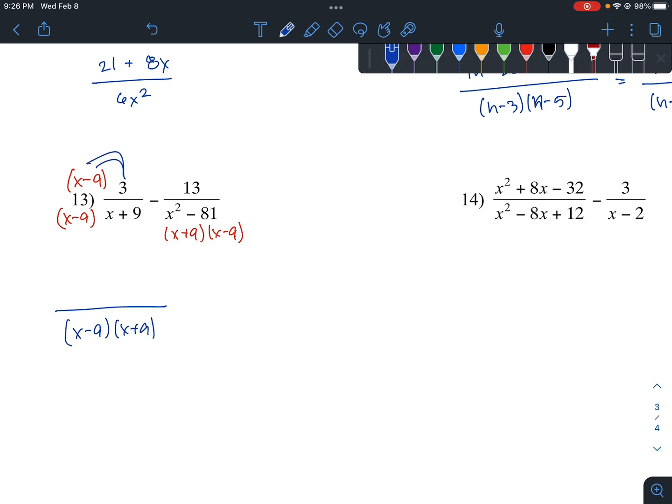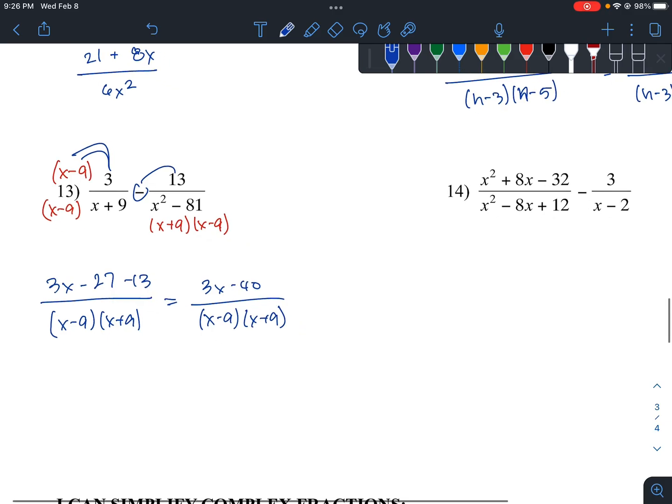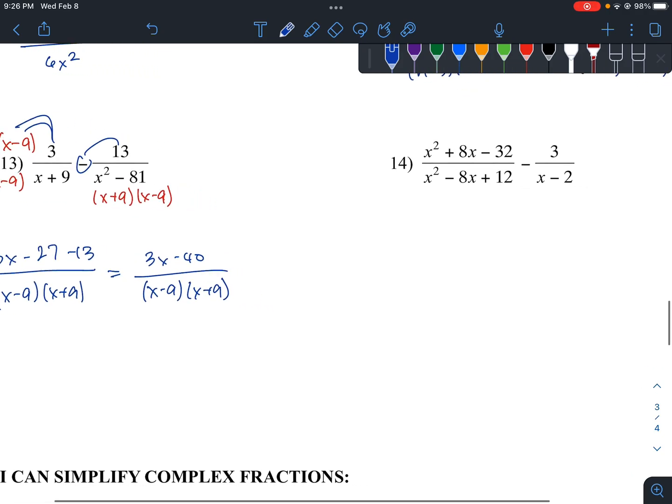I'll distribute that 3. Make sure you make that negative. So that's going to be 3x minus 27, and then minus 13. And then I combine like terms on the numerator. So 3x minus 40 divided by x minus 9 and x plus 9. There you go. I think that's all you can do there.